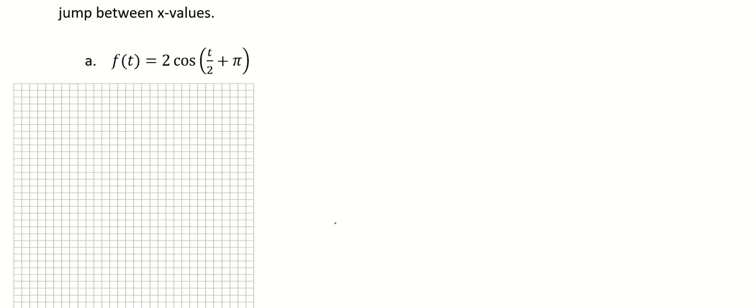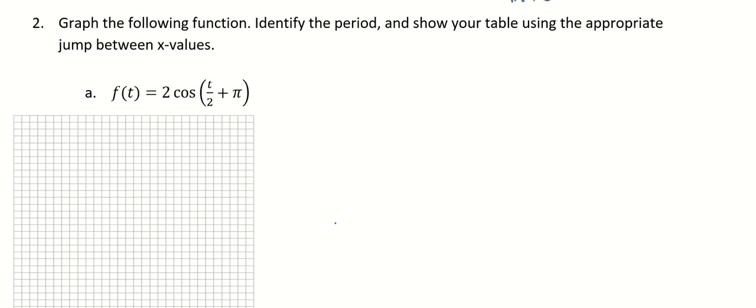Cool. For the second one, I'm going to do all of this with the exception of the actual drawing of the graph. I'll hop over to the other program because it's easier to draw for me. But when I look at this function, f of t, all that I notice right off the bat is that we need a bunch of stuff. So period, there's some jump, some other things that we're going to show.